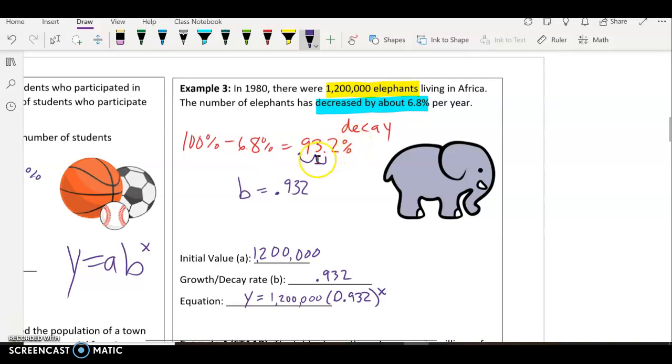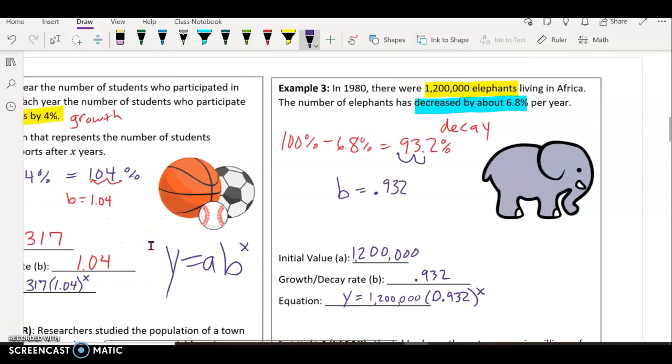Then we still move the decimal 2 places to the left. So our B value is 0.93 or 0.932. Okay, so you could put the 0 in front like I did in the equation, or you don't have to. But notice it is less than 1. That's important to note. Decay should be less than 1, and it is because we subtracted the 6.8%. So to remind you, I subtracted the 6.8% and got 93.2%, moved the decimal 2 places to the left, and got 0.932, which is our B value, our rate. Okay.